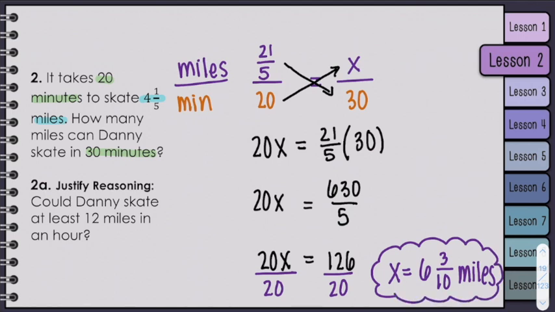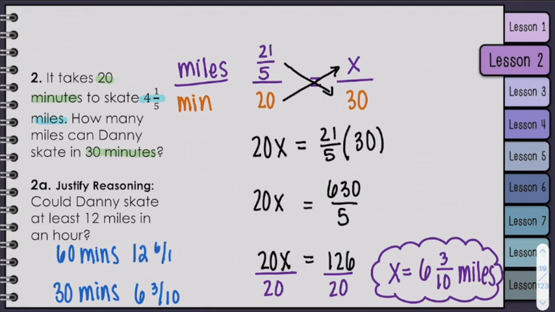So if you think about it, when I'm justifying my reasoning, if I am figuring out that Danny can skate 6 3/10 miles in 30 minutes, if I'm trying to figure out an hour, really an hour is 60 minutes, which is double the 30 minutes. So I know 30 minutes is 6 3/10. If I multiply that by 2, I'm going to get 12 6/10 of a mile in 60 minutes. And that means, yes, Danny can skate at least 12 miles in an hour.